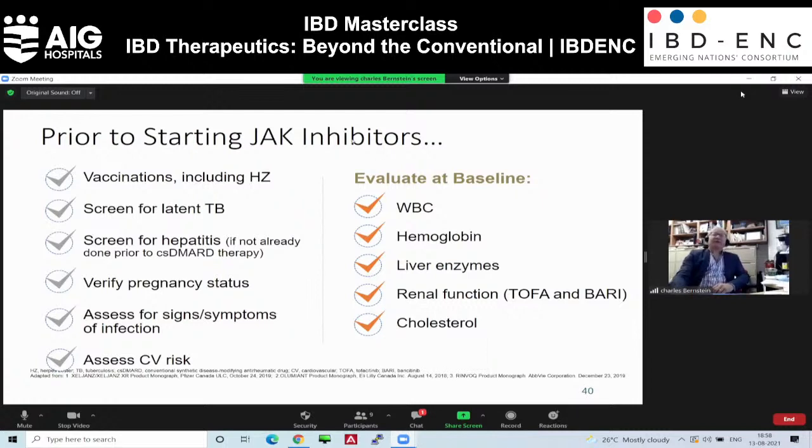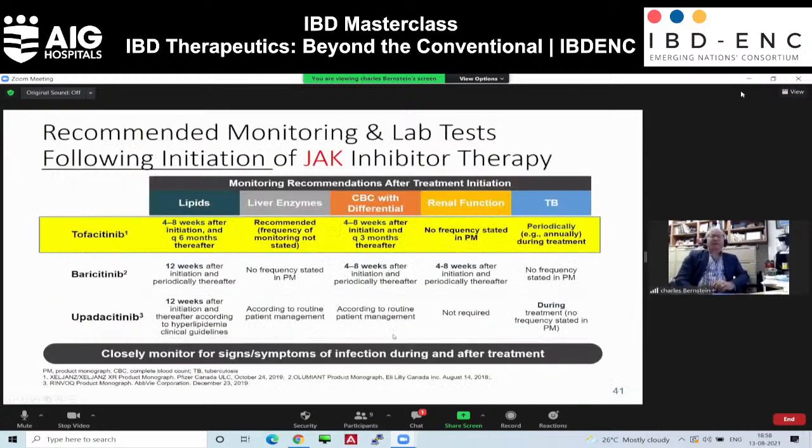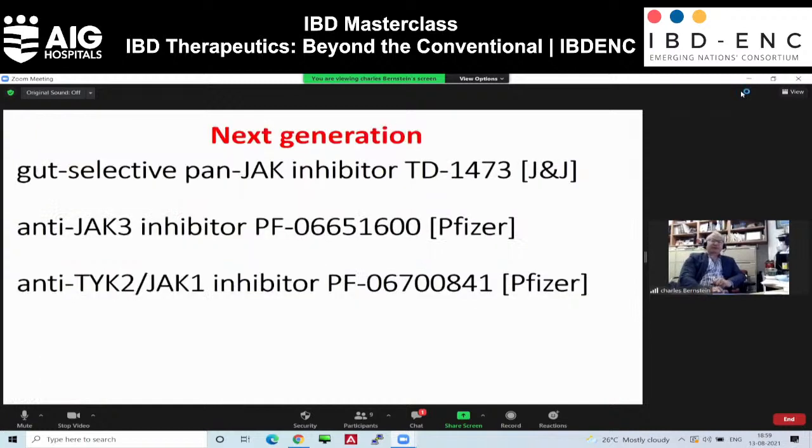And we should look at their neutrophils and lymphocytes at baseline, their hemoglobin, their liver enzymes, their renal function, and measure their baseline cholesterol. And then if you have a patient on Tofacitinib, after 4 to 8 weeks, you should check their fasting lipids, and every 6 months thereafter, you should check their CBCs. And of course, especially in India, you may need to periodically check them for tuberculosis.